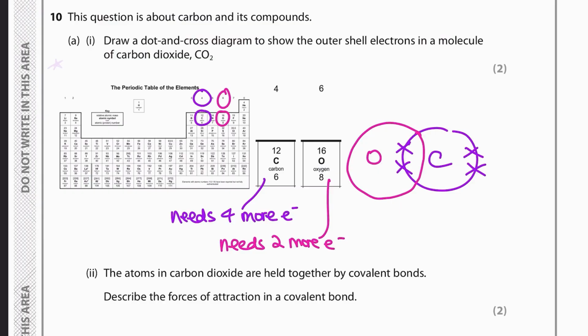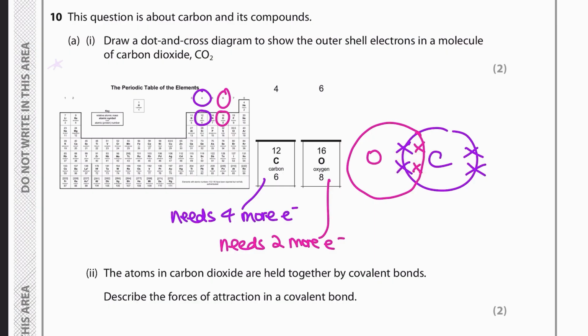Therefore, oxygen will be sharing 2 electrons with the carbon. See that? That's how you draw this sharing zone. It's got to be fair. If you need 2 for oxygen, you share 2, and therefore carbon shares 2. They both share 2. That's 4 in there.